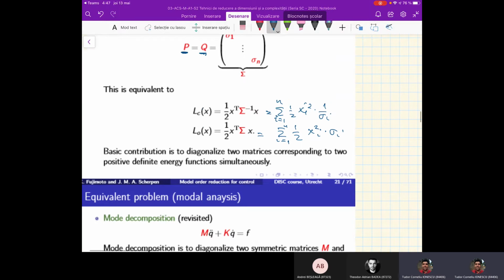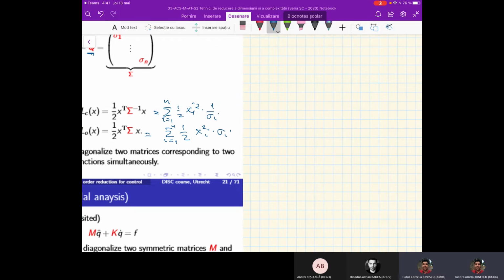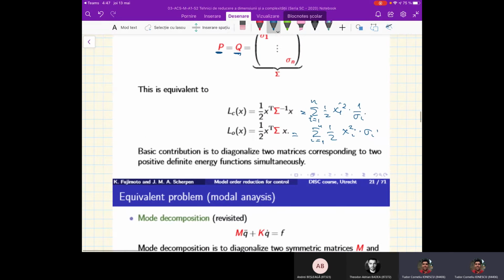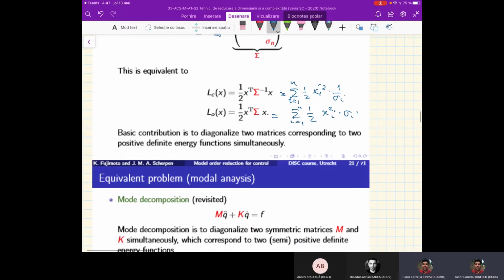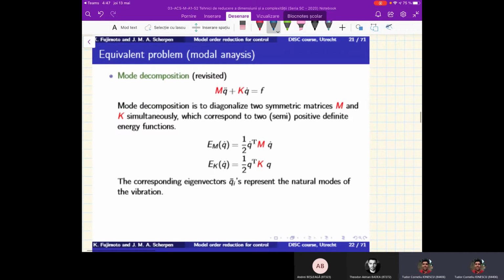I just remind you: sigma small means control effort big and output visibility not much. Sigma large means control effort small and observation large, and that's good. The basic contribution is to diagonalize two matrices corresponding to two positive energy functions simultaneously. That is the equivalent problem. Now they present here the relation to the modal problem.